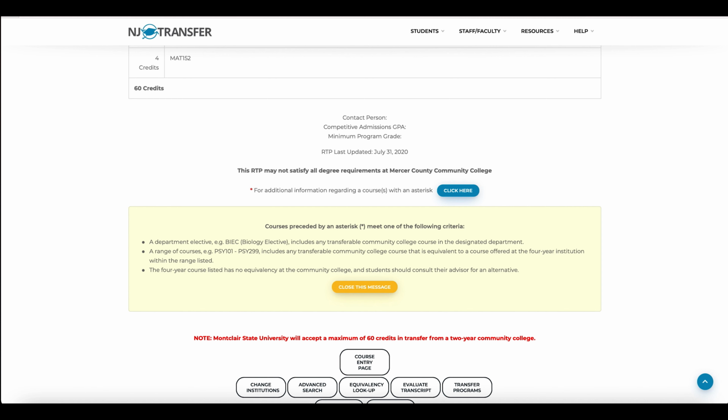Finally, don't forget you should always meet with your transfer counselor and consult both your college's curriculum requirements and the transfer programs page on NJ Transfer to be sure that the courses you choose will meet both the community college requirements and match the curriculum at the four-year school.